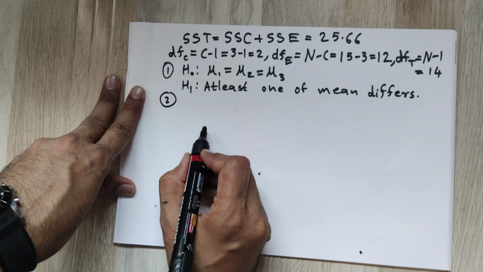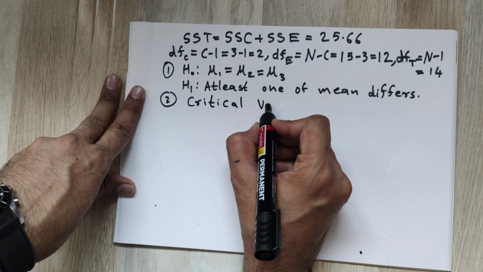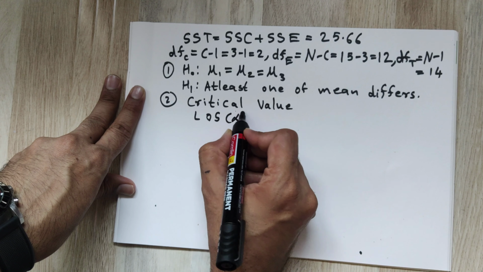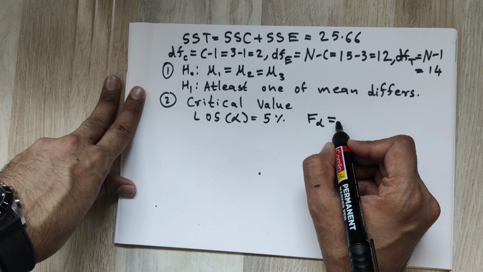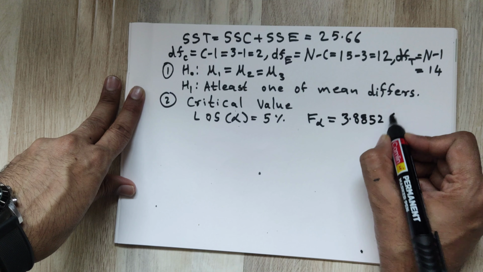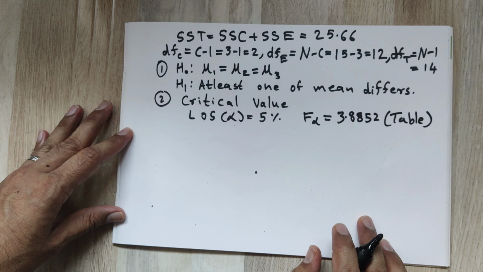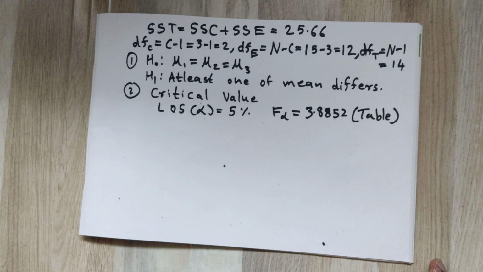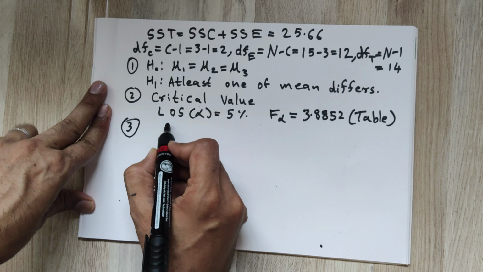Okay, so second step, we will calculate the critical value. For the critical value, we are taking the level of significance alpha as 5%. So we will get the critical F alpha value as 3.8852. Now this value we are getting from the table. This value comes from the F distribution table. So if we use the F distribution table, we will get this value. After doing this, the next thing is we will form our ANOVA table.